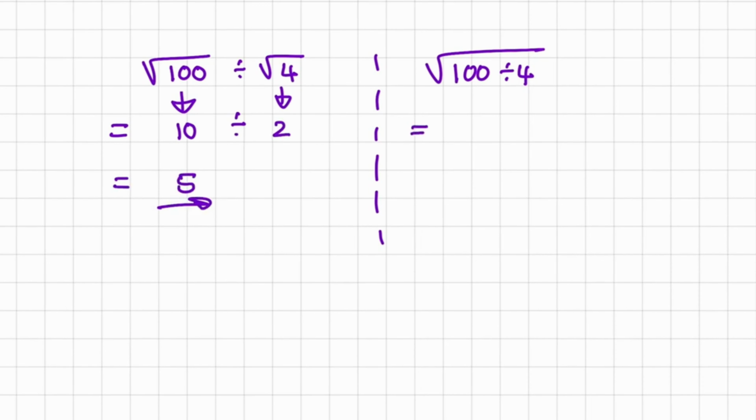And in our second example, we first do the calculation inside of the square root. So 100 divided by 4 is equal to 25. And the square root of 25 is 5.